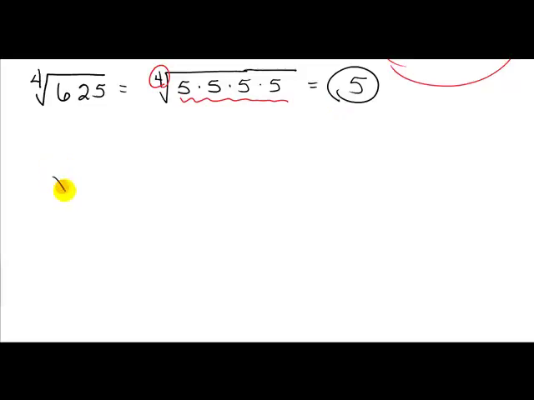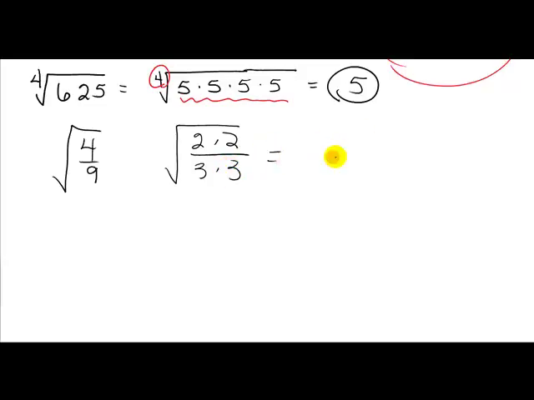You'll do the same thing with fractions. Don't let the fraction scare you. Remember, you're going to break it down just like this, and so if I'm under here, then 4 is 2 times 2, 9 is 3 times 3, and so this simplifies to give me 2/3.